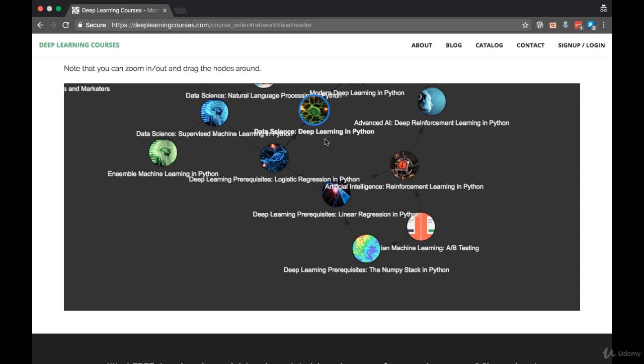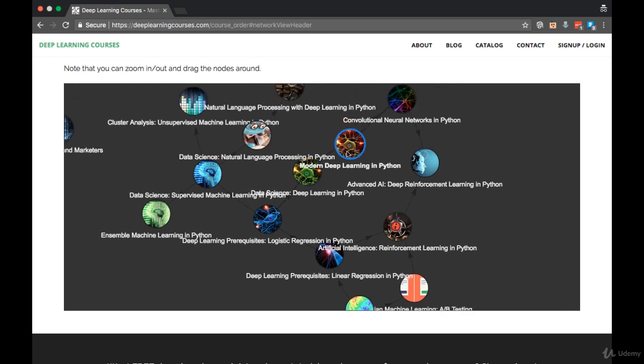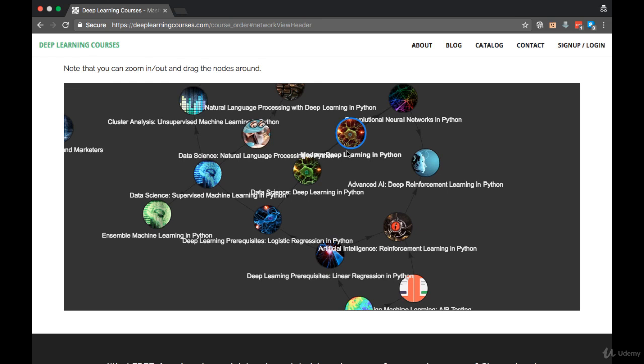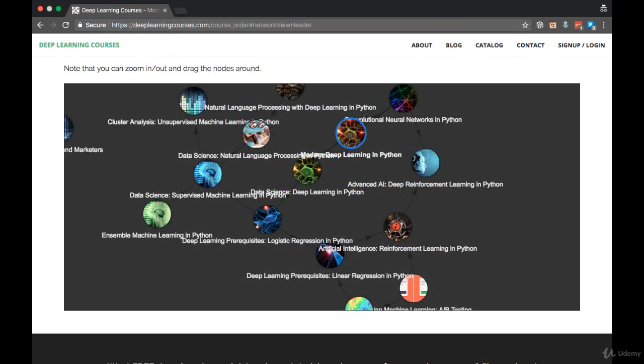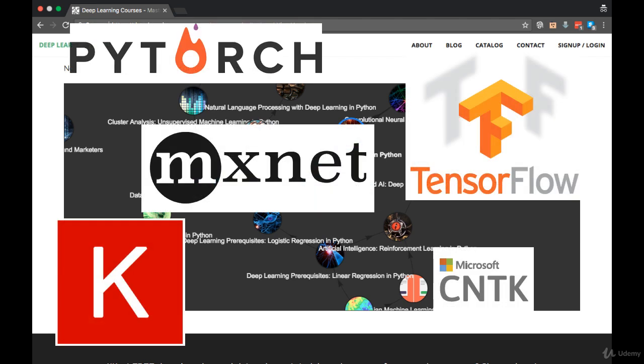Once you know the basics of deep learning, you can move on to Deep Learning Part 2, or Modern Deep Learning in Python. This is the same image, but in a darker color to signify that it's a continuation of the previous course. As the title suggests, this course is all about modern developments in deep learning. So we go over ways we've improved basic backpropagation, like momentum and adaptive learning rate techniques like RMSprop and Adam. We talk about modern regularization techniques like dropout and batch normalization. And most importantly, we look at modern deep learning libraries like Theano and TensorFlow.